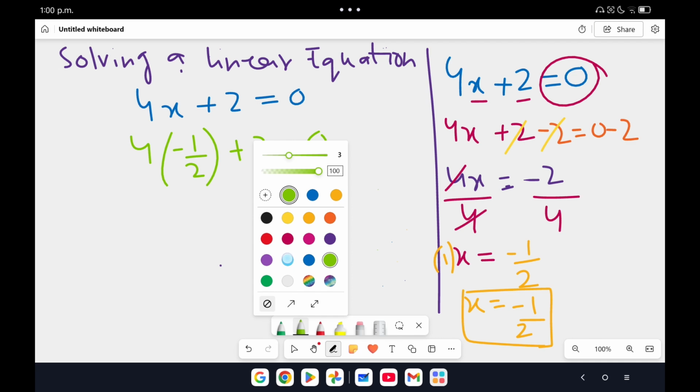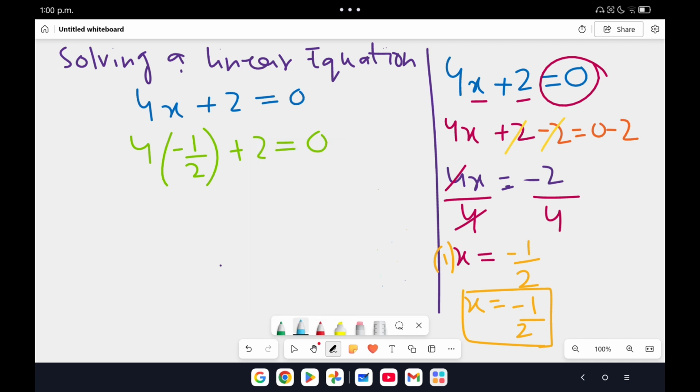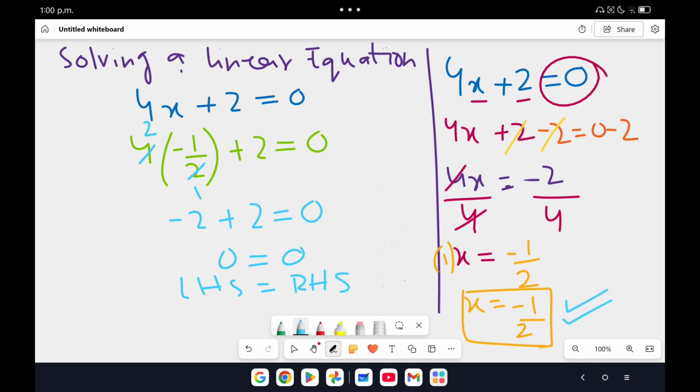Now we can see that this 4 and 2 can be cancelled, and we are left with 0 at the left hand side as it is given at the right hand side. So since left hand side and right hand side both are equal for the obtained value of x, that means the correct value of x is x equals to negative half.